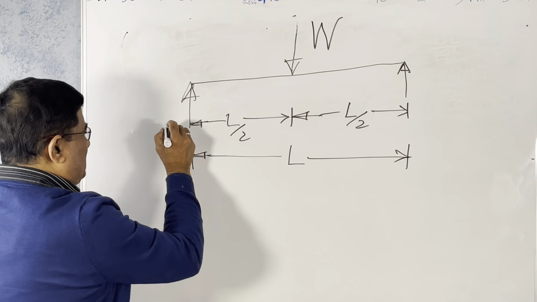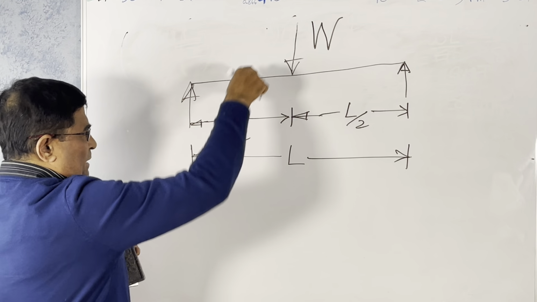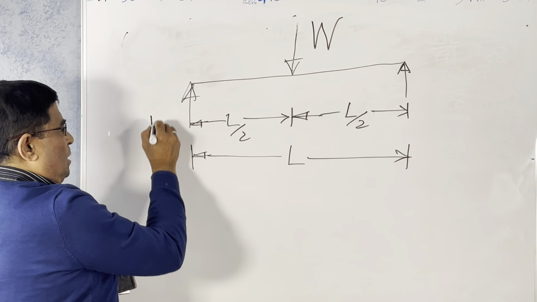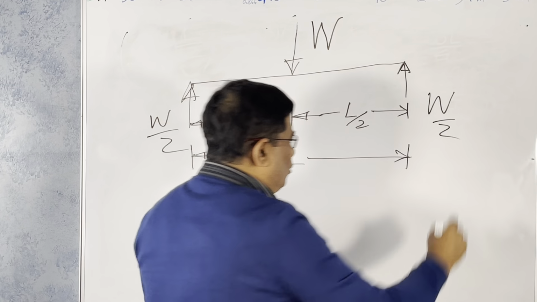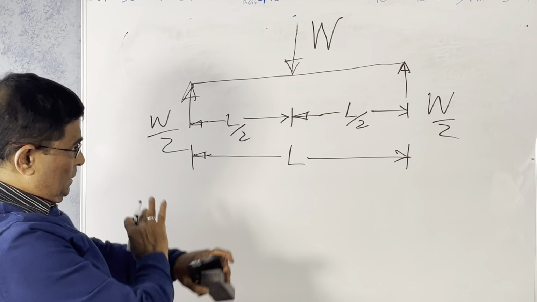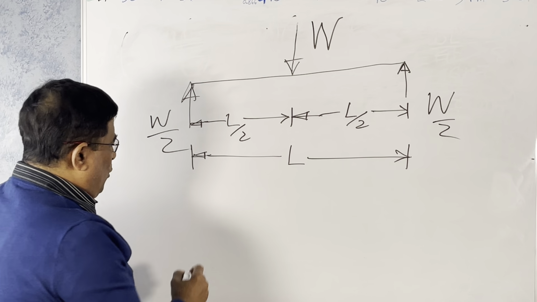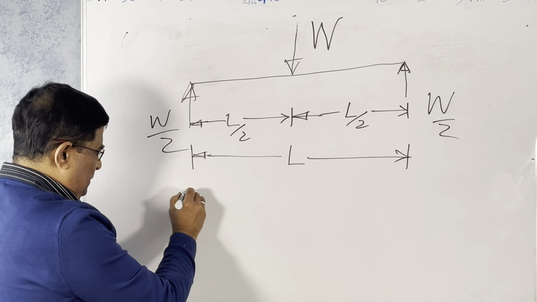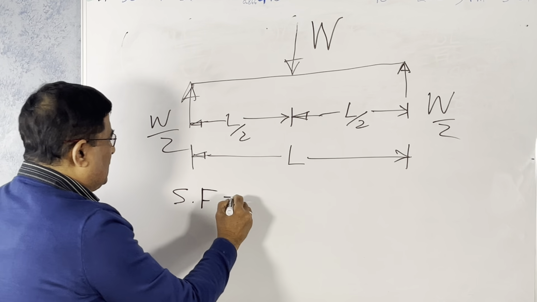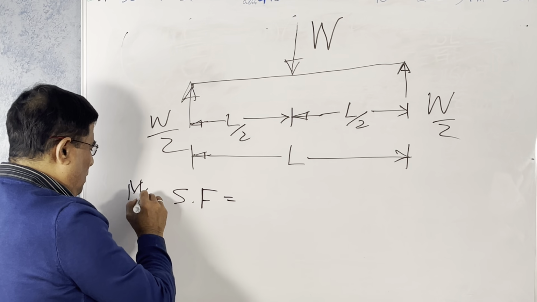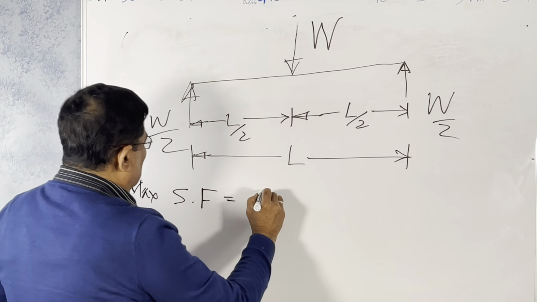What is the shear force? What is the reaction? Because it is symmetric, at the middle the reaction is W over 2 at each support. You don't have to take moment. Simply it is like that. So what is the shear force? The maximum shear force is at the support. That is W over 2.